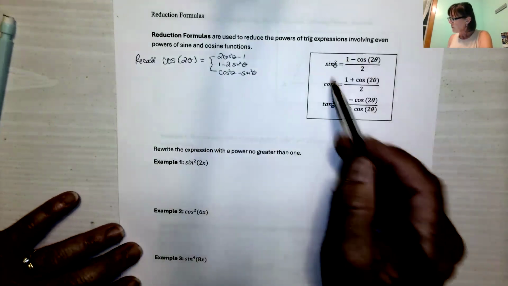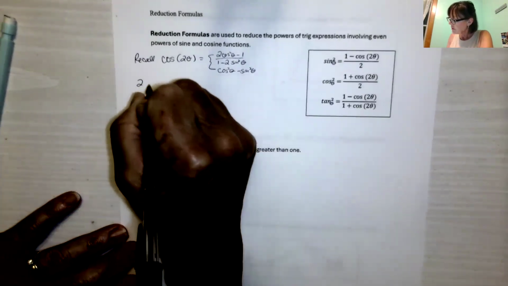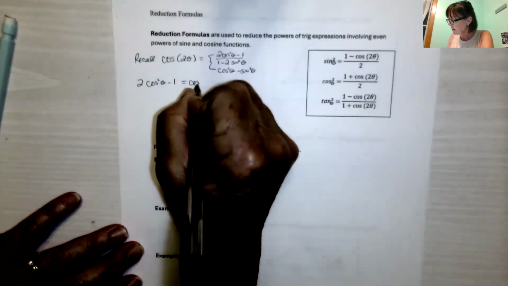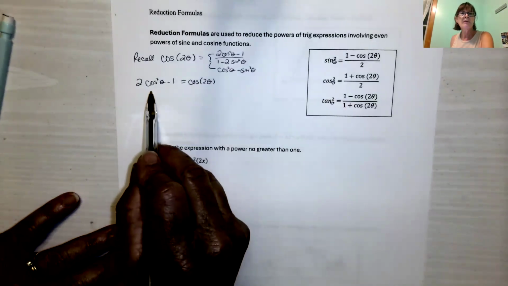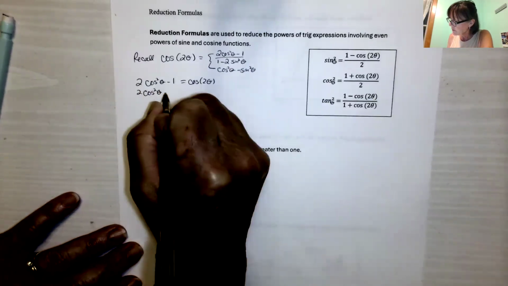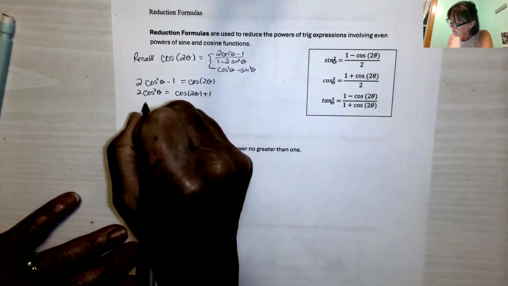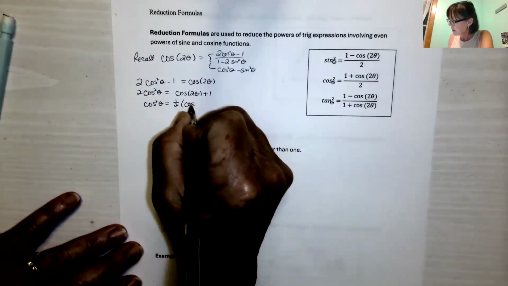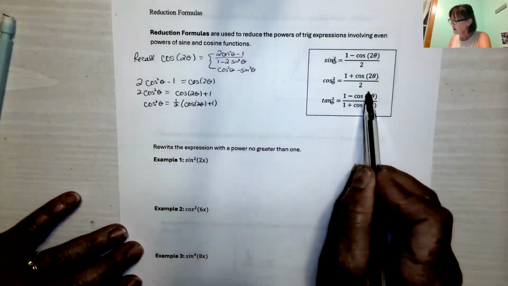I want to come up with one of these. So what I'm going to do is start with this. 2 cosine squared of theta minus 1 is equal to the cosine of 2 theta. All right. I'm just going to simply solve for the cosine squared of theta. So 2 cosine squared of theta is equal to the cosine of 2 theta plus 1. And then if I divide both sides by 2, I get 1/2 times the cosine of 2 theta plus 1, which is the same thing as this right here.